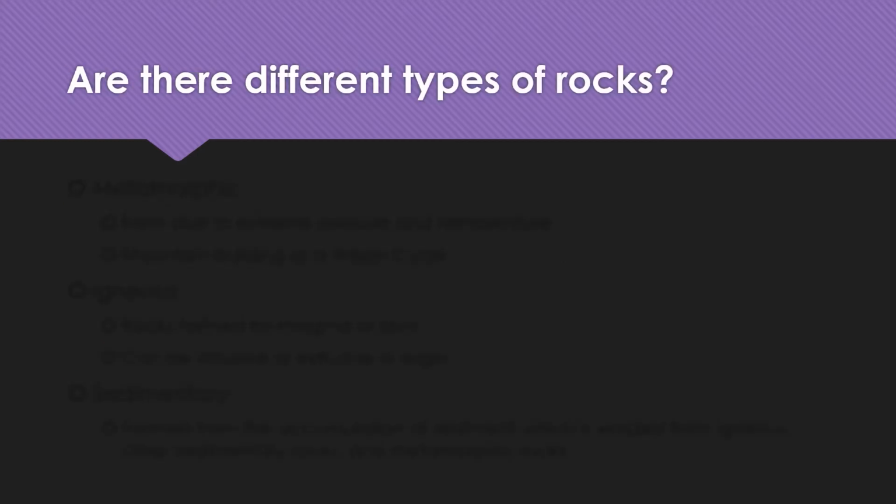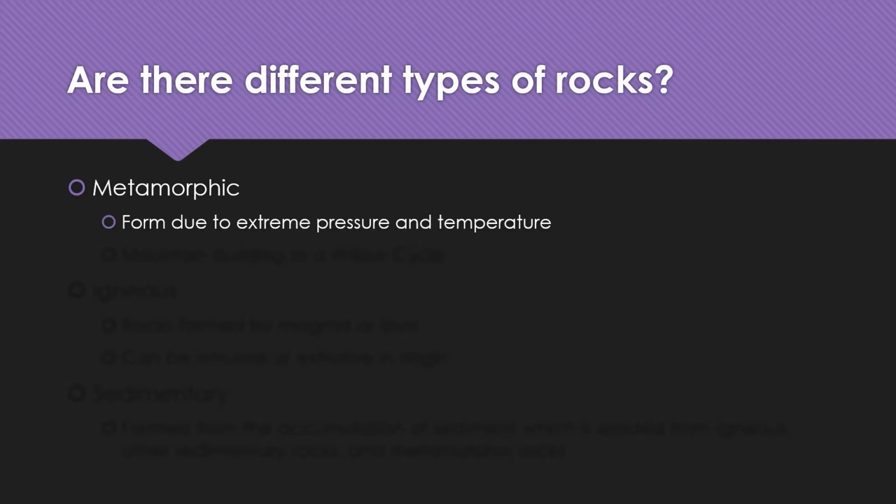So there are different types of rocks. There are different categories. You have metamorphic rocks, which are formed due to extreme pressure and temperature. They can occur during mountain building or during a Wilson cycle. And we're going to go over what a Wilson cycle is in a couple lectures when we talk about tectonics.